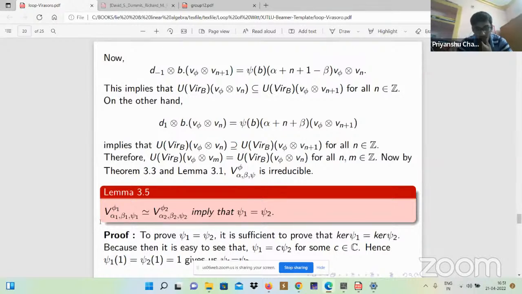Now, we should prove that if V^{φ,α,β,ψ_1} is isomorphic to V^{φ,α,β,ψ_2}, this will imply ψ_1 equal to ψ_2. So, to prove ψ_1 equal to ψ_2, it is sufficient to prove that kernel ψ_1 equal to kernel ψ_2, because then it is easy to see that this will imply ψ_1 equal to Cψ_2 for some C in C. And now, ψ_1(1) equal to ψ_2(1) equal to 1 gives C equal to 1, so ψ_1 equal to ψ_2.